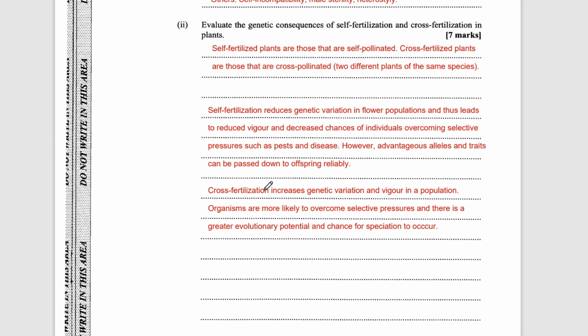Cross-fertilization, however, is the opposite in terms of these effects. They would increase genetic variation and vigor in a population. They're more likely to overcome selective pressures. So if you have a pathogen, it might affect a few, but it might not affect all. So you'd get at least some surviving. And that would lead to greater evolutionary potential and a chance for speciation. One species of flower branching off into many different species, which is always good, I guess, for life and for the earth.